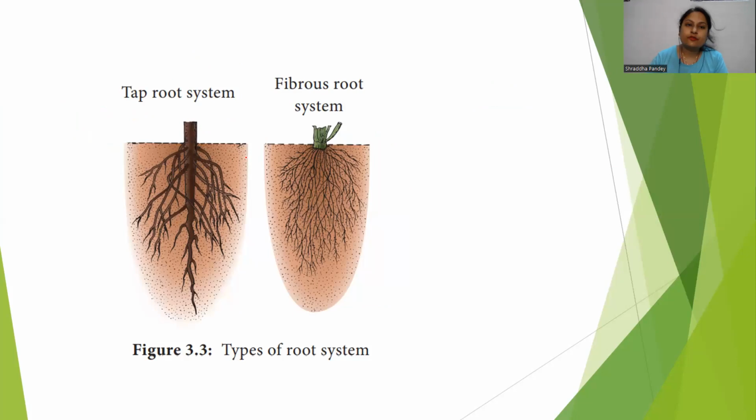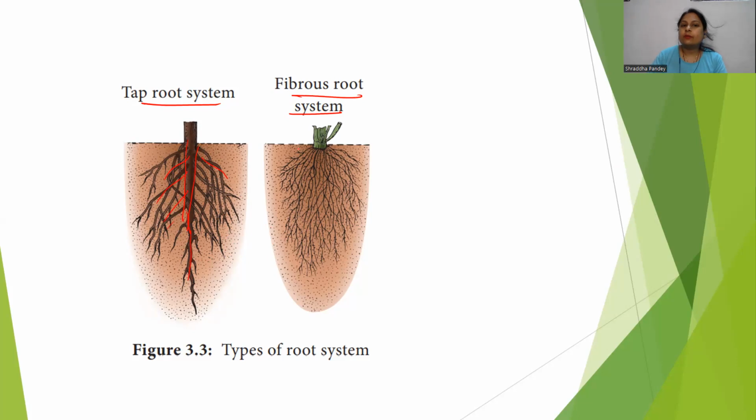So there are two types of roots. There is a tap root and there is a fibrous root. Basically two types of roots. There are different modifications of roots also. So what is a tap root? There is one primary root, and there are lateral roots branching out from it. So this is called the tap root.